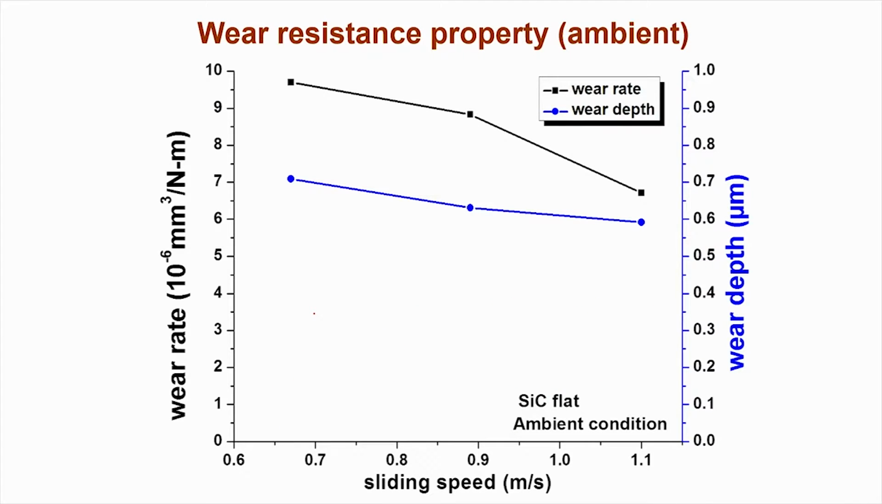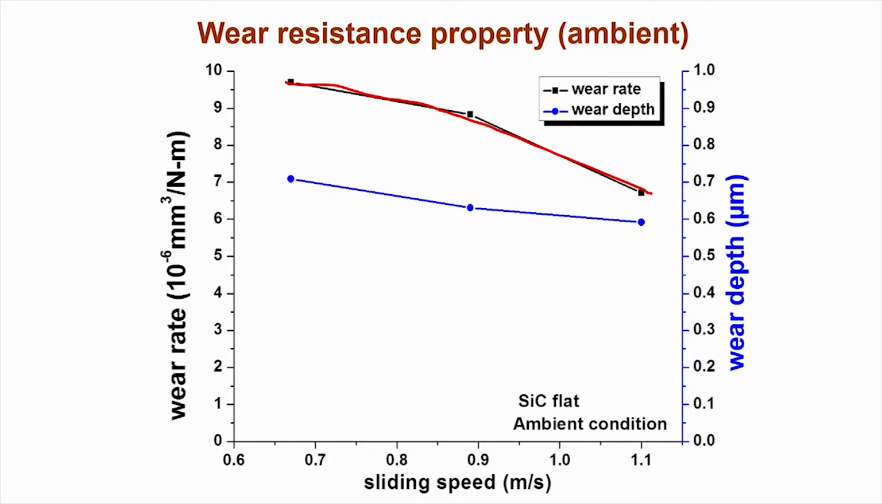Now, if you look at similar data of wear rate and wear depth after self-melted silicon carbide is slid at ambient conditions, that is room temperature, this is the wear rate that was measured on the silicon carbide flat. And what you see again is that this wear rate decreases in an almost linear fashion as we increase the sliding speed from 0.67 to 1.1 meter per second.